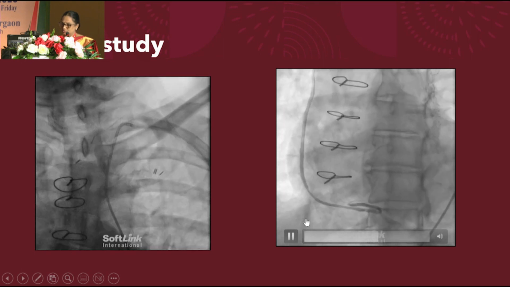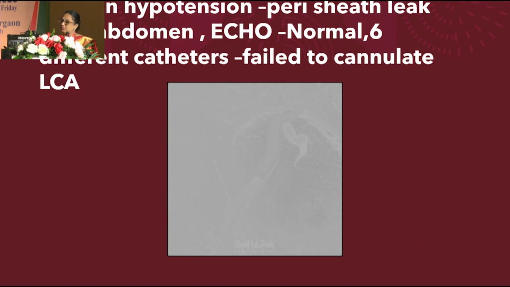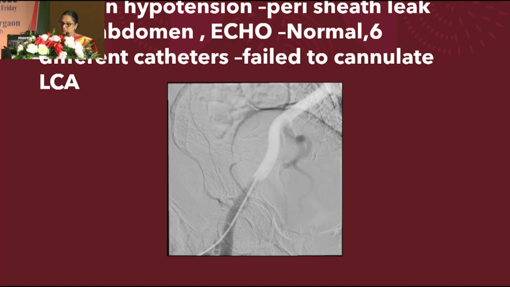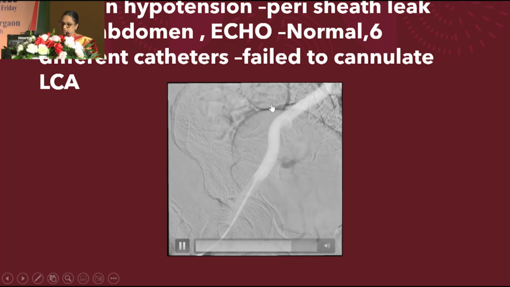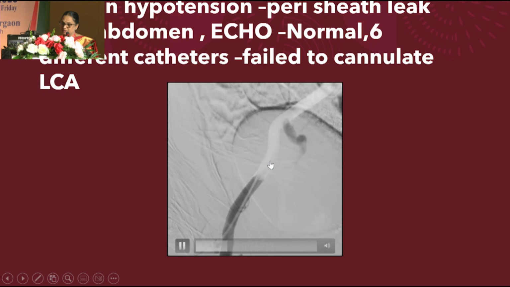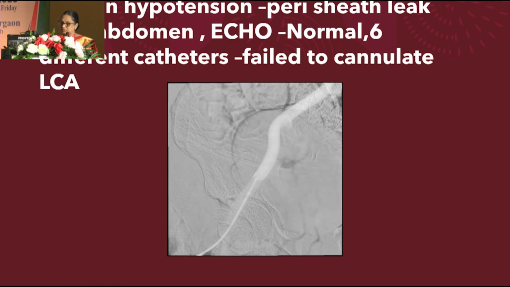So the plan was to go ahead with an LCX plasty, but even after attempting almost 6 changes of catheters, AL1, AL2, XB, EBU, JL, everything I tried, I could not cannulate. And by this time, the patient also had hypotension, 70, and some drop in hemoglobin. A check angio of the femorals did not reveal any anomalies. Check echo was also normal, but I was a bit worried.